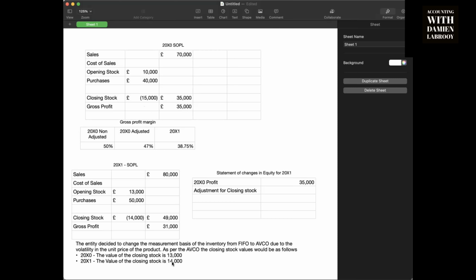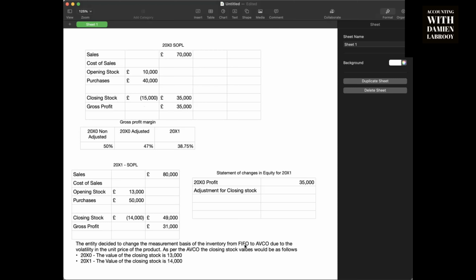2000X1, the value of the closing stock is 14,000. Now what has happened is the measurement basis has changed from FIFO to AVCO. So this is a change in an accounting policy. If it's a change in an accounting policy, you need to use a retrospective approach. That means you need to adjust prior period retained earnings as well.